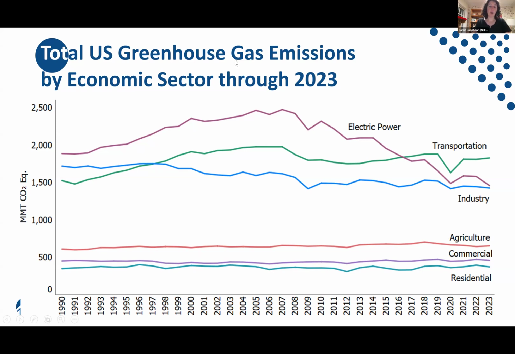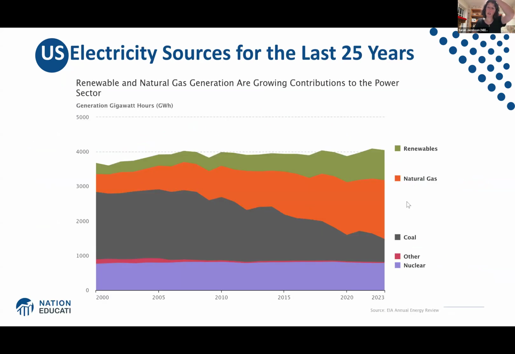And you might be surprised to know that US emissions have fallen over time. And a lot of it has to do with the switch from coal to natural gas in the electric sector. I think that's a very large portion of it. So that's what our emissions have looked like over time.